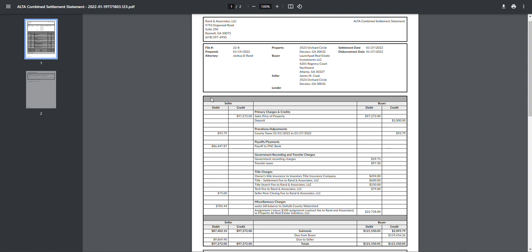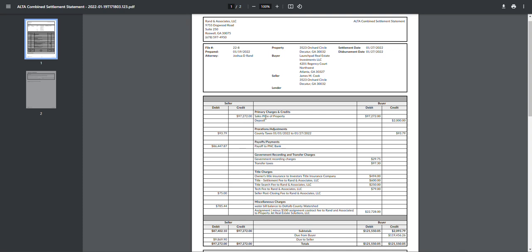So we're going to start from the seller side, right? On the seller side, you're going to see two columns, one being the debit and the other one being a credit. A debit means money is being deducted. A credit means money is being added to that seller's total. All right. So we're going to go through the list line by line and talk about the numbers and talk about what's being charged.